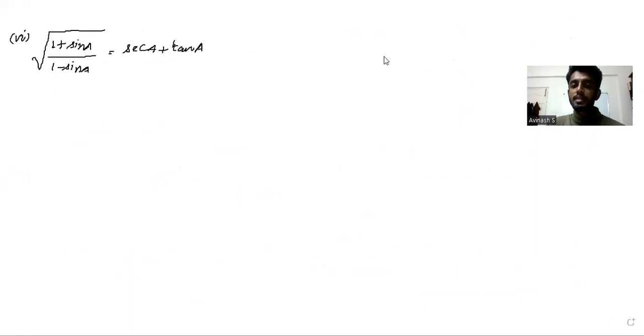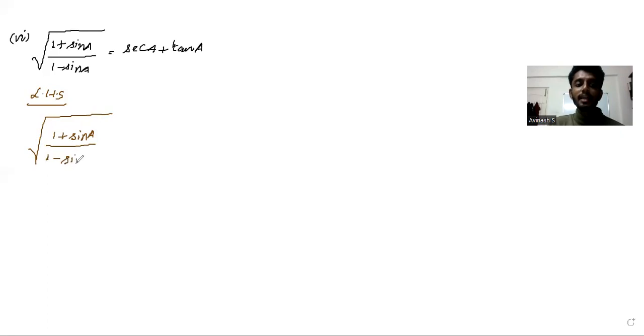Now let us look at the sixth subdivision. So this is the question. We need to prove that the whole root of (1 plus sin A) by (1 minus sin A) equals sec A plus tan A. So as in every problem, we are trying to take the left hand side. And in the left hand side, what they have given is the whole root of (1 plus sin A) by (1 minus sin A).